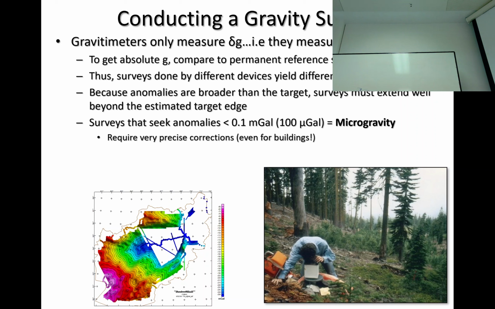But if you do gravity, these are of higher density. What you will see, you see such features.